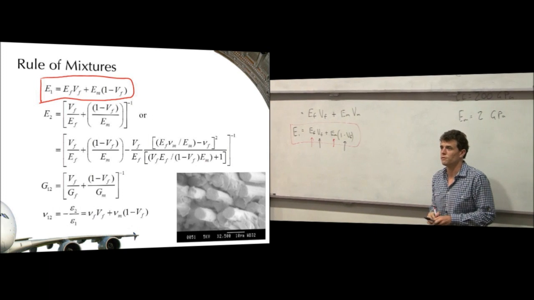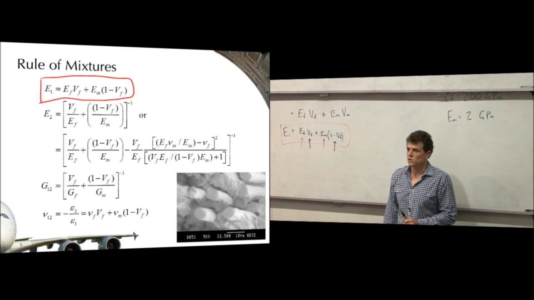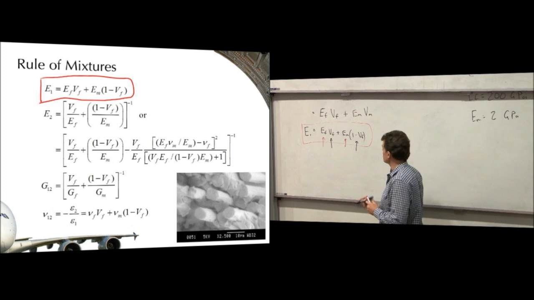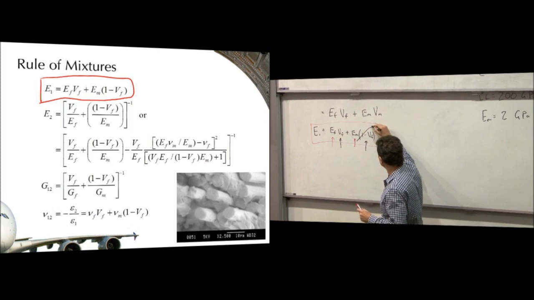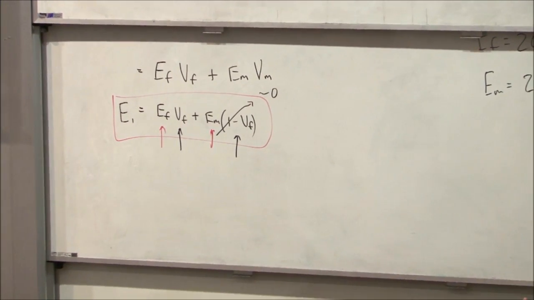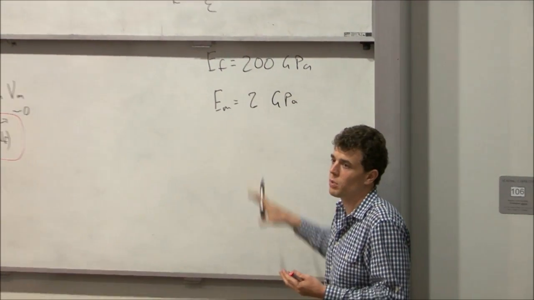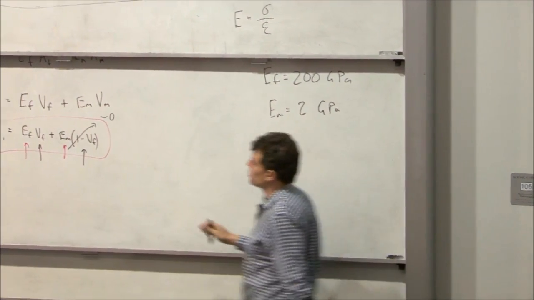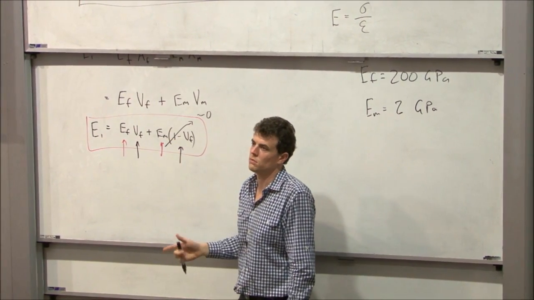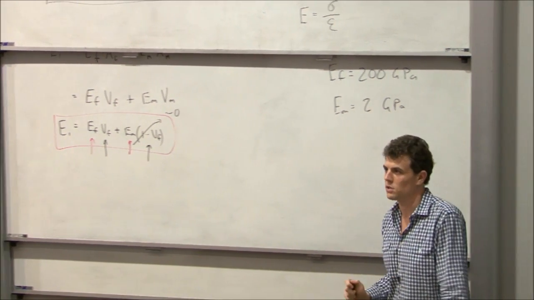So the modulus of the fibre is much, much higher than the modulus of the resin. So in practice, for the kinds of composites that we're interested in, this term nearly goes to 0. It doesn't quite, but it's fairly insignificant. We said here that the fibre was 200 gigapascals and the matrix was 2 gigapascals. So if you've got 200 times 60% plus 2 times 40%, the 2 times 40% just sort of disappears into the error of your calculation.